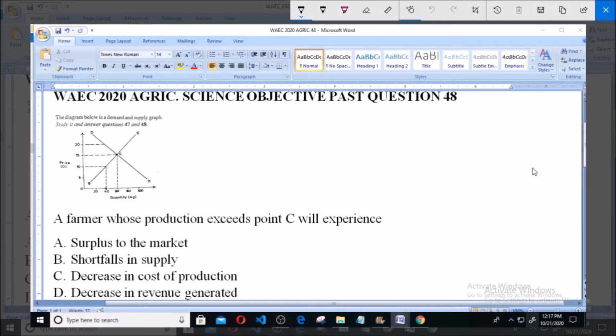Hello and welcome. I will be answering WAEC 2020 AGRIC Science Objective Past Question 48. You have this diagram here, a demand and supply graph.